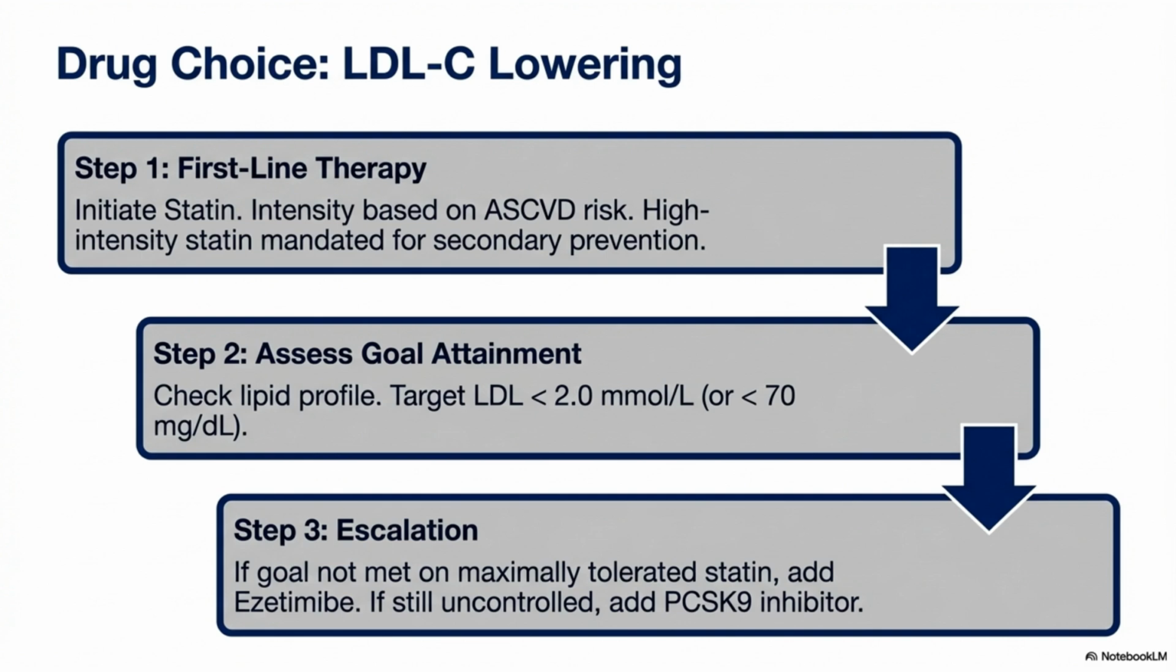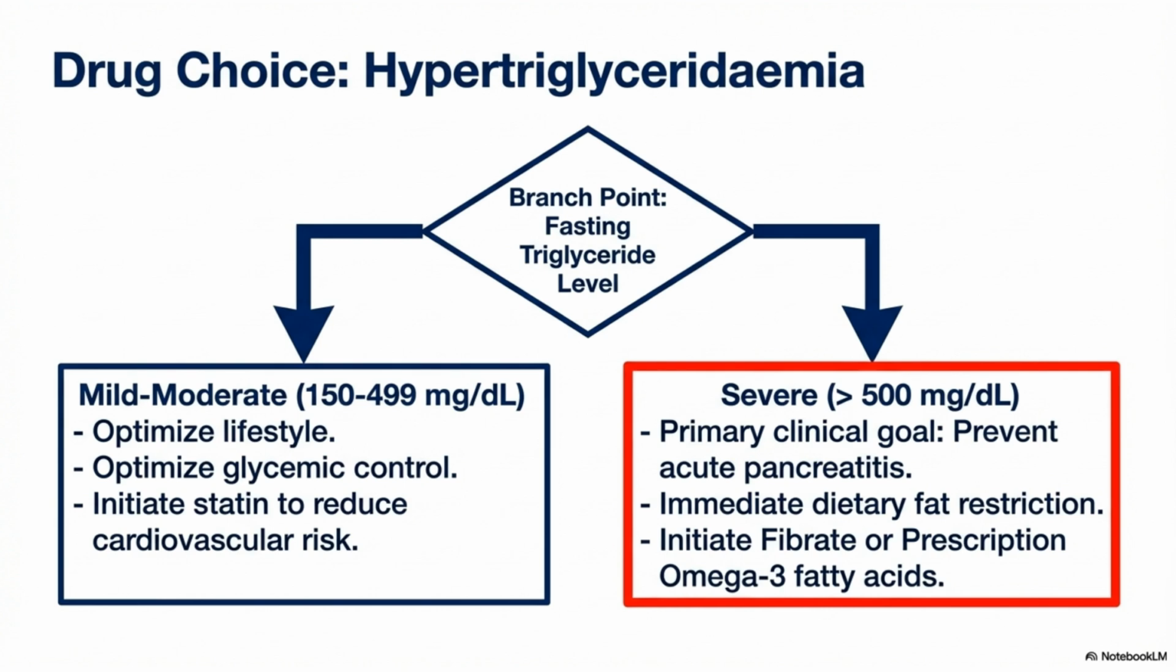For LDL-C lowering, first-line therapy is statins, with intensity based on ASCVD risk. Step 2 involves assessing goal attainment with a target LDL below 2.0 mmol/L. Escalation may include adding ezetimibe or a PCSK9 inhibitor. Management of hypertriglyceridemia depends on the fasting triglyceride level. For mild-moderate cases, optimize lifestyle and glycemic control and initiate statin therapy. For severe cases, the goal is to prevent acute pancreatitis with immediate dietary fat restriction and initiating fibrate or omega-3 fatty acids.